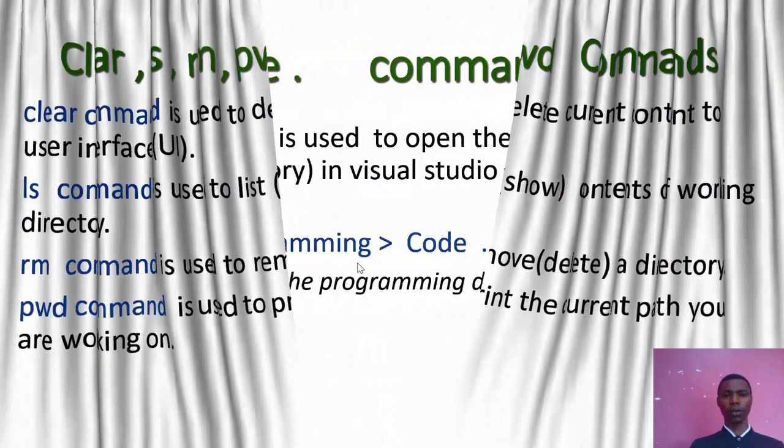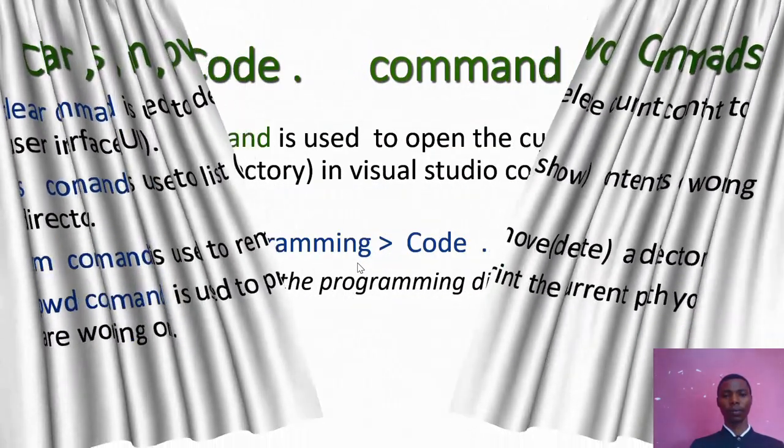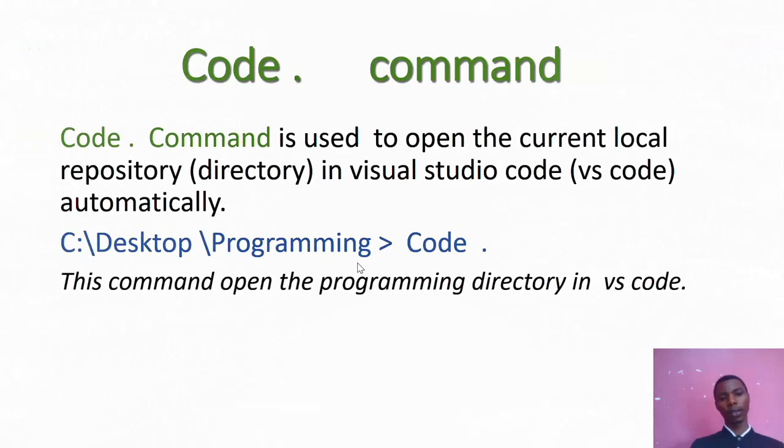Okay, let's continue. The code dot command is used to open the current local repository we have in our user interface. Automatically, it is opened in our Visual Studio Code. For example, if I am at the programming project directory, this command opens the programming directory in VS Code automatically. So we're going to see it.